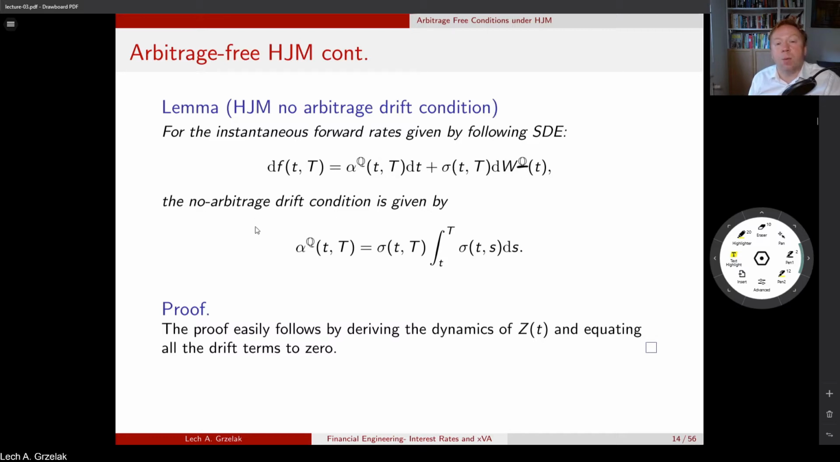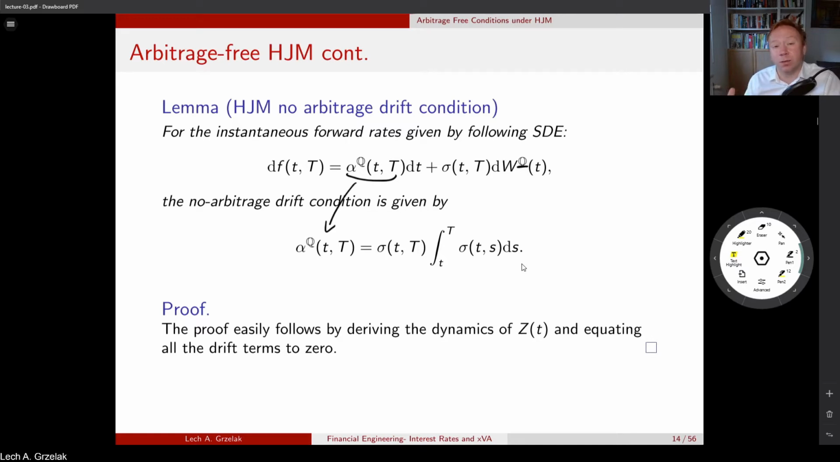And then the arbitrage free condition, the most important finding, is that it's given in terms of sigma times the integral from t to T of sigma(t,s). So this basically means that our drift here is fully determined if we would like to be in the risk-neutral, arbitrage-free world. The drift is fully determined by the volatility. This is a very important finding, because this means that if we would like to model instantaneous forward rates, or we would like to model short rates, the element that we have to define is the volatility for the instantaneous forward rate.